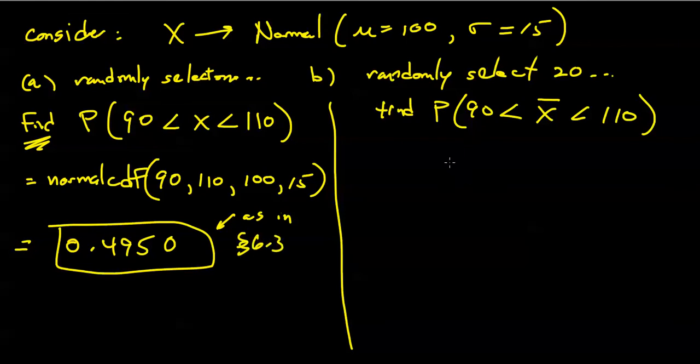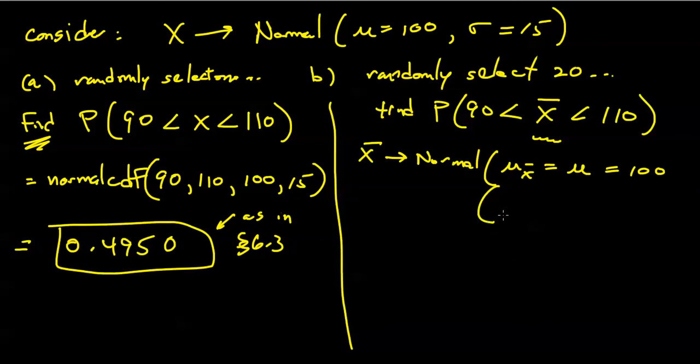Now in part B, we're going to invoke the central limit theorem because we are talking about the probability of a sample mean being between limits of interest. The distribution of sample means is normal, just like the population is normal. The mean of all the sample means equals your population mean, which is given to us as 100. The standard deviation of the sample means is your original SD divided by the square root of the sample size, and that's 15 over the square root of 20.